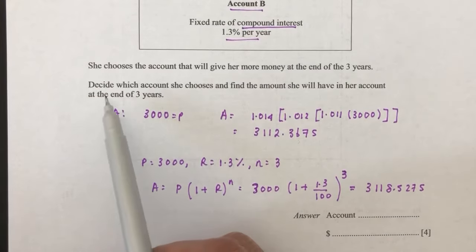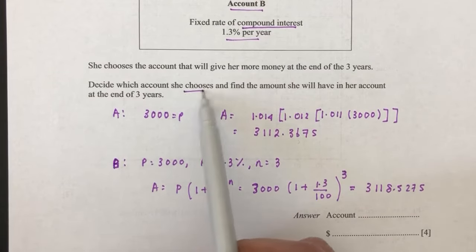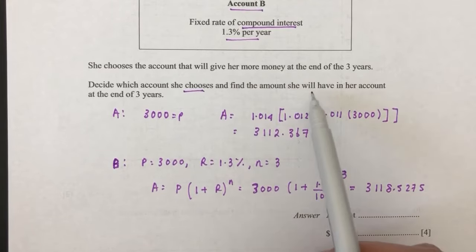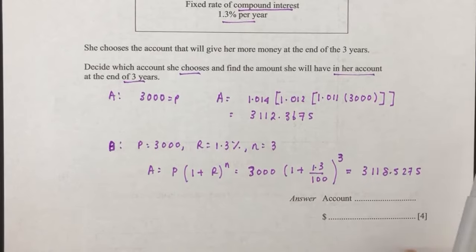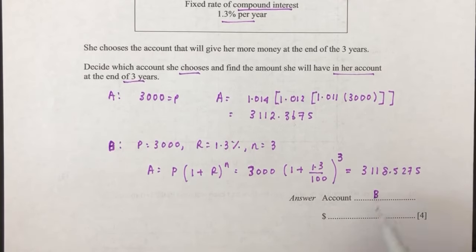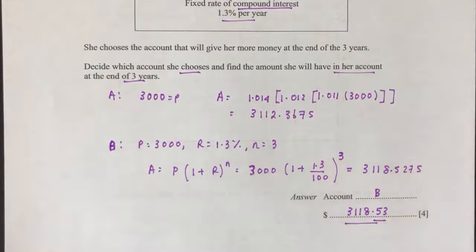Now it says decide which account she chooses and find the amount she will have in her account at the end of the 3 years. So she chooses account B and she will have this much. To 2 decimal places will be this much. That is question 1.